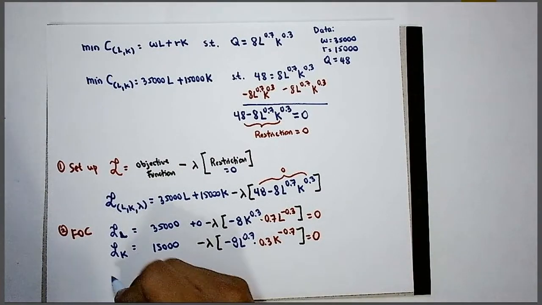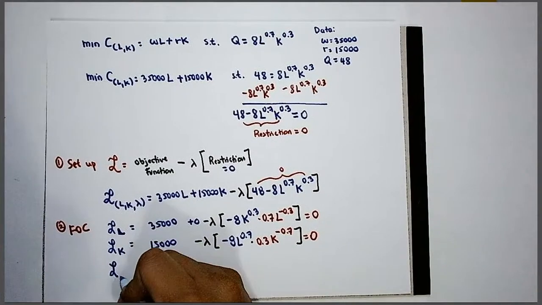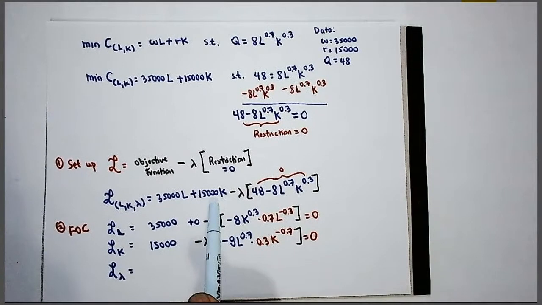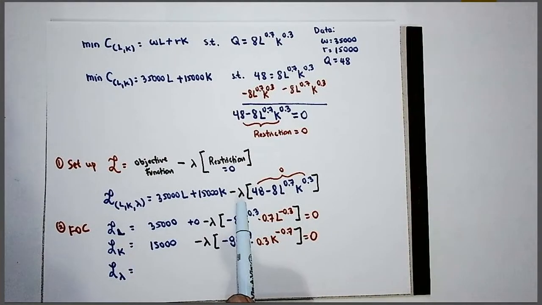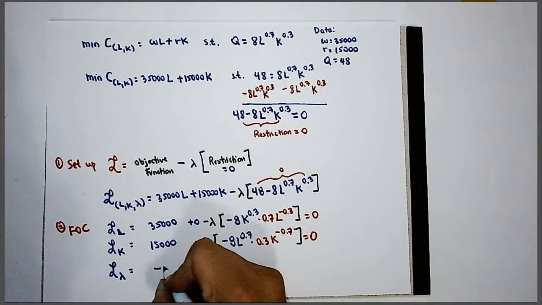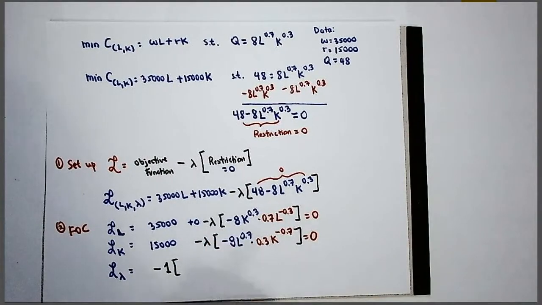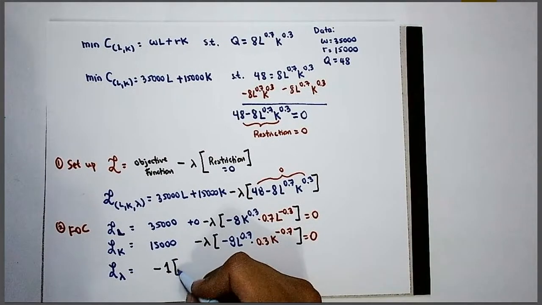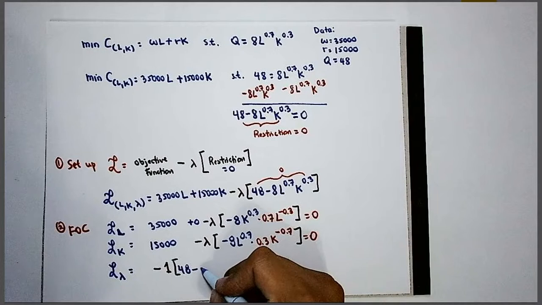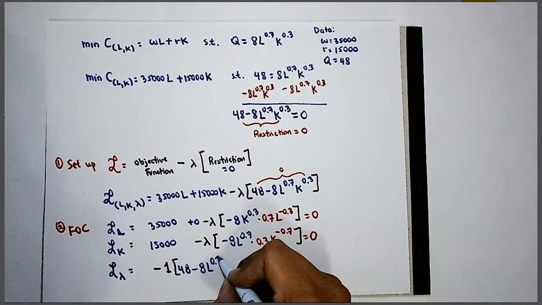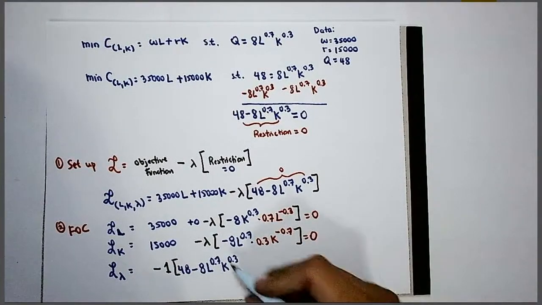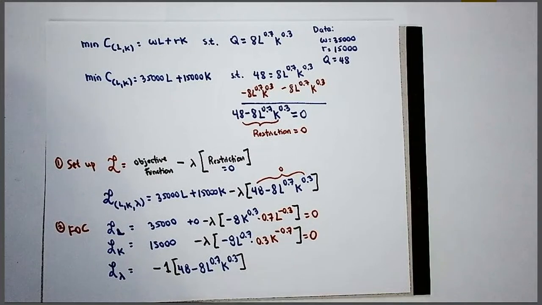And finally, we have the Lagrange with respect to lambda. That is, the derivative of these two with respect to lambda is 0. So the derivative of lambda with respect to lambda is 1 times all the function that is being multiplied by the lambda. So this is 48 minus 8L to the 0.7, K to the 0.3. And this we set equal to 0.